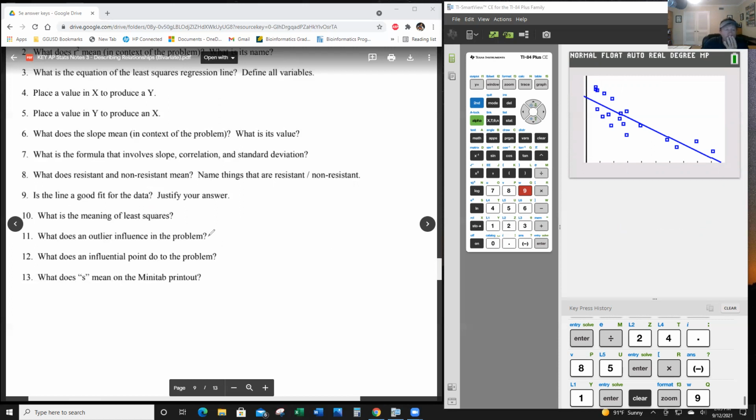What does an outlier influence in the problem? An outlier will dramatically change the slope, R and R squared.